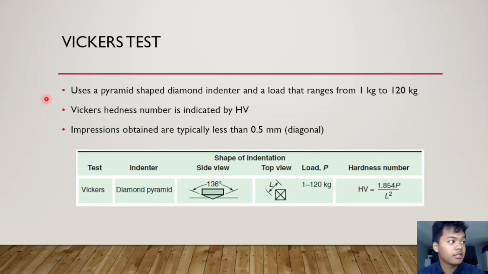Next we have the Vickers test. So this Vickers test uses a pyramid-shaped diamond indenter and a load that ranges from 1 kilogram to 120 kilogram. The Vickers hardness number is indicated by HV, hardness Vickers. Impressions obtained are typically less than 0.5 mm in diagonal. So, for a Vickers test, we use a diamond pyramid, and this is what the indentation will look like. We get HV by using this formula. P for load and L is for the diagonal.